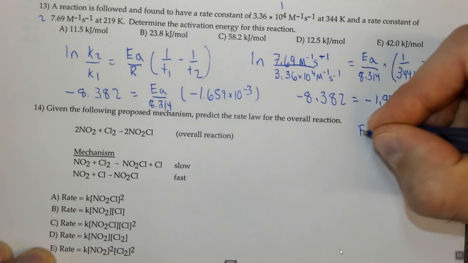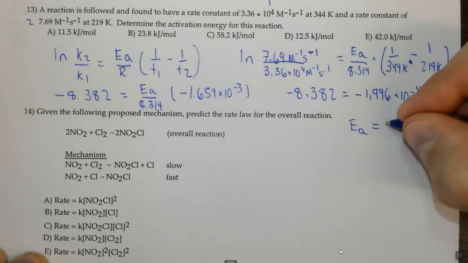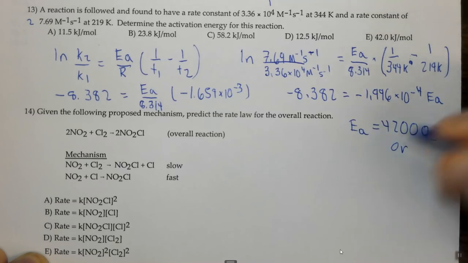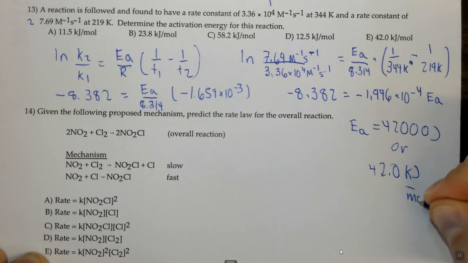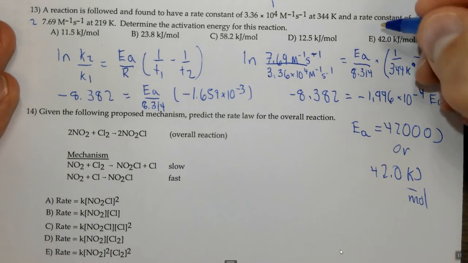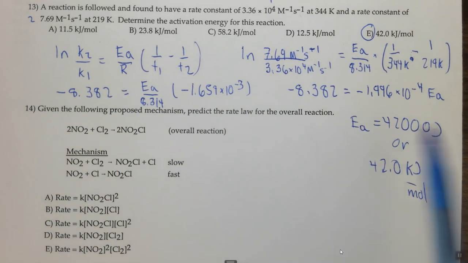And I get that the activation energy of this reaction is equal to 42,000 joules, or 42 kilojoules, and that is per mole. So it's 42 kilojoules per mole, which is choice letter E. So once you know the equation and plug it in, just make sure that you can do the math on your calculator and that you're getting the same answer. Like anything, you practice this a couple times and it becomes fairly straightforward.